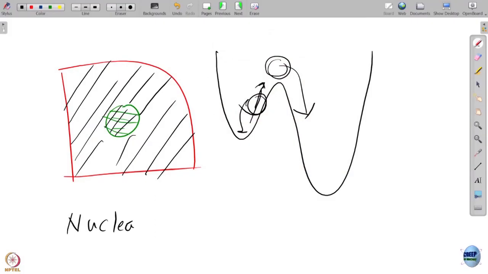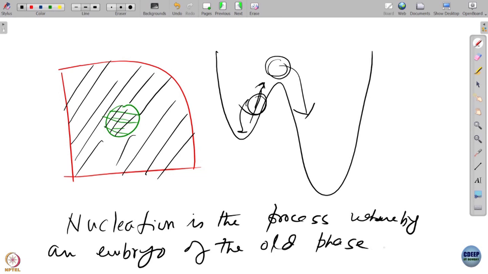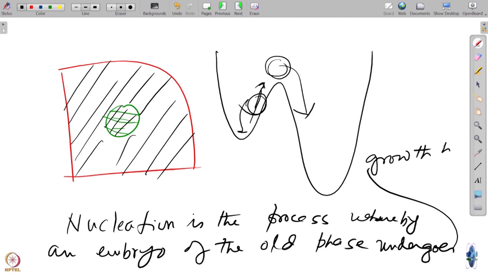So, nucleation is the process, let me write down, whereby an embryo of the new phase undergoes growth by activation. And this is spontaneous, it has an activation energy and we will now calculate the activation energy. So, this is nucleation.